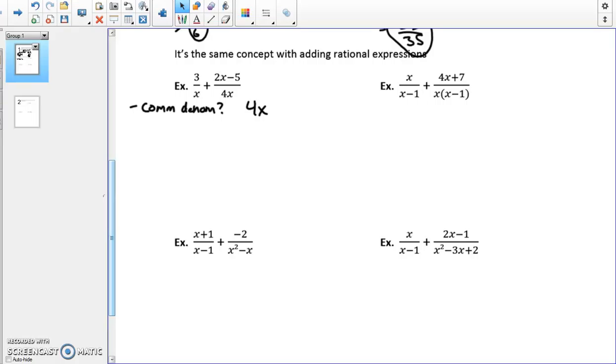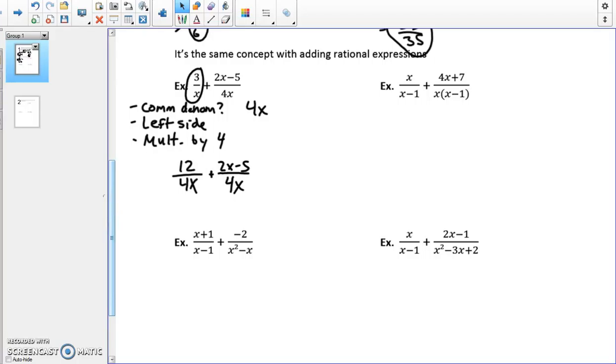So which side do we need to adjust? So we need to adjust the left side. And excuse me. What do we need to do? We're going to have to multiply the left side by 4. Obviously, if you look at the left side, the denominator there is x. So multiplying that by 4 will take us to 4x. When we multiply this left side by 4, we're going to get 12 on top and 4x on bottom. So our expression should turn into 12 over 4x plus 2x minus 5 over 4x. Everything else stays the same. We didn't touch the right side at all.